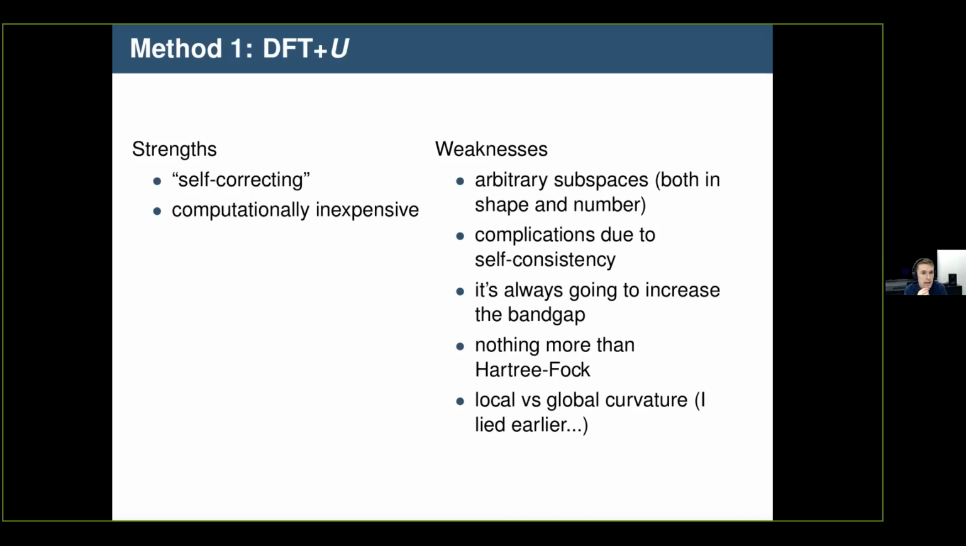All that we're doing here is adding an additional term onto our energy functional. So in terms of the scaling of these calculations, it's a negligible cost to go from DFT to DFT+U, with the exception of the fact that you now also have to do calculations to calculate the U parameters.